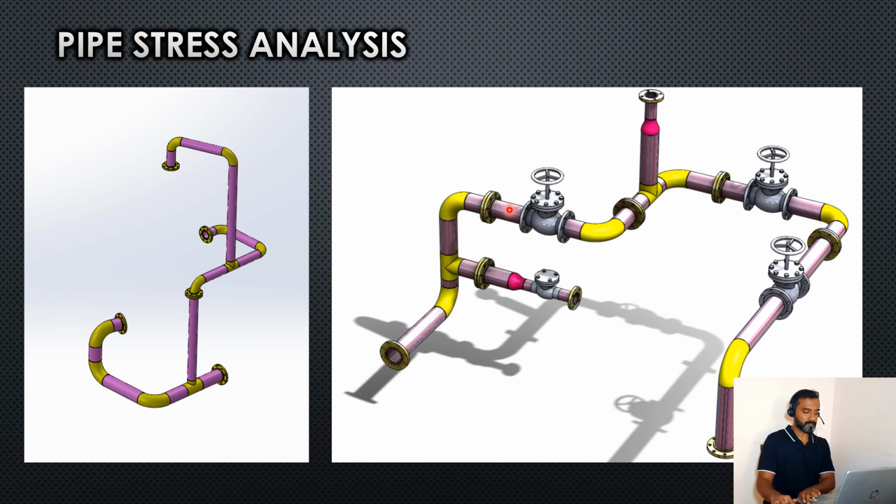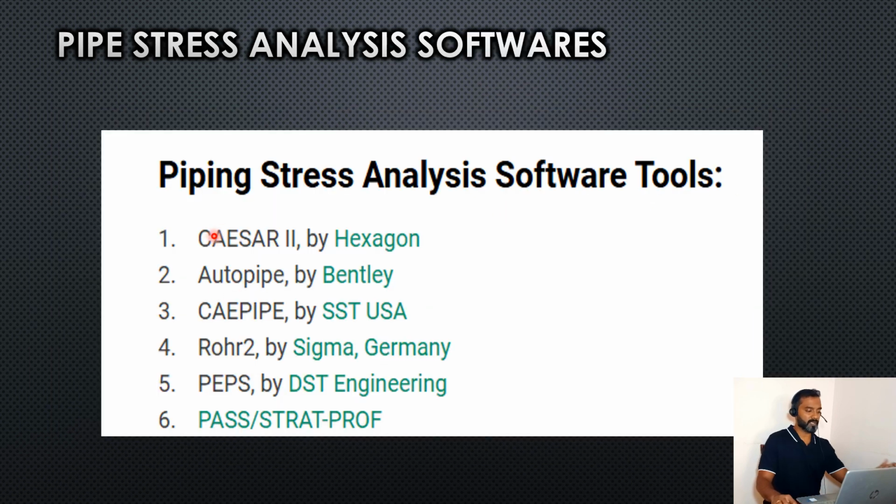So generally, let me tell you the most prominently used software in the industry. CAESAR II is by Hexagon, which is prominently used across the world. But this is not the only software used in the industry, though it is a prominent one. For example, 60 to 70% of the industry uses this one. And then you have AutoPIPE, and then CAEPIPE, and ROHR2, and PEPS, and Fast StrataPro. So you have a lot of software that you can learn.